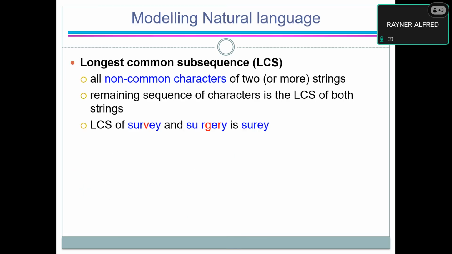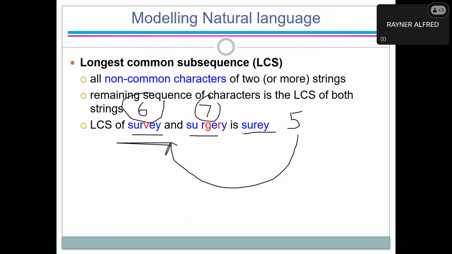And we also have this longest common subsequence. This one tells you, if you have a different number of symbols, we want to know, okay, the length of this one is 6. The length of this one is 7. So we want to know what is the longest common subsequence that we have between survey and surgery. The answer is this, which is 5. Okay. So notice that we have 6 and 7, and the longest common one is 5.